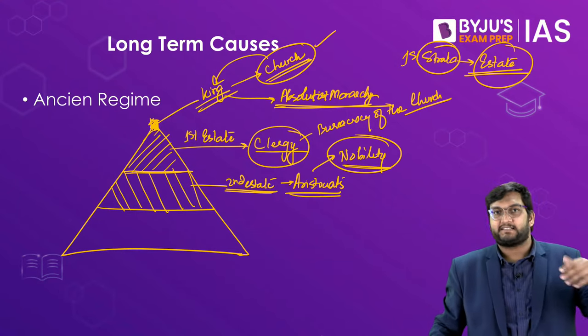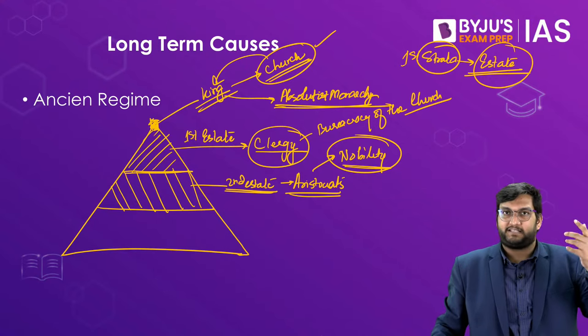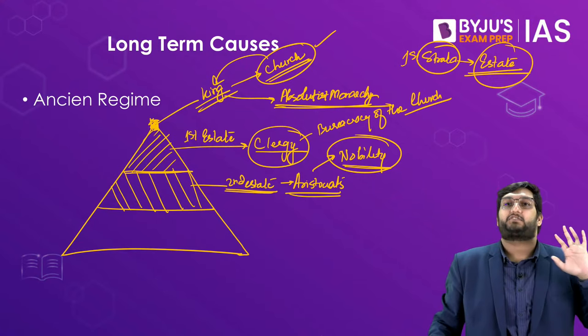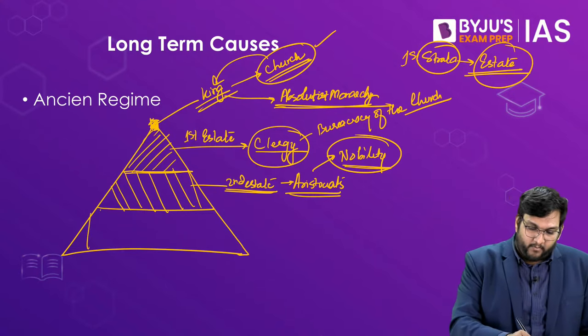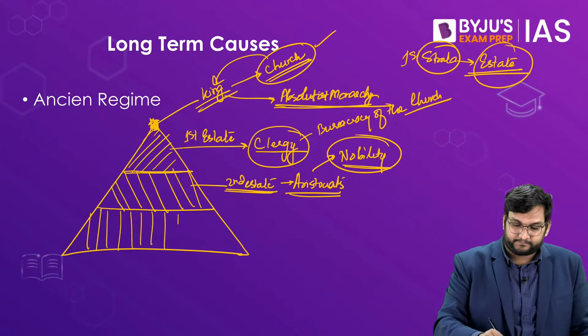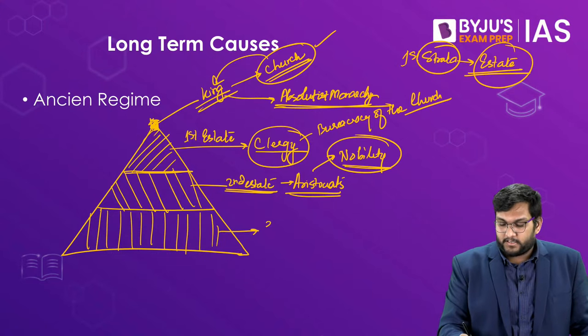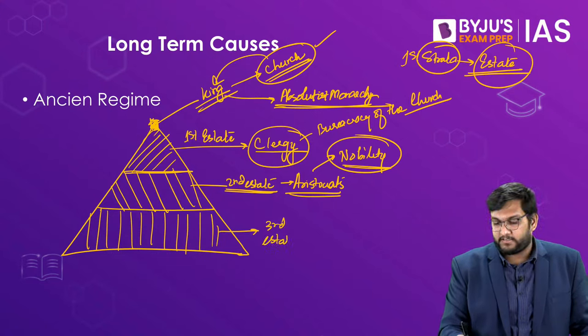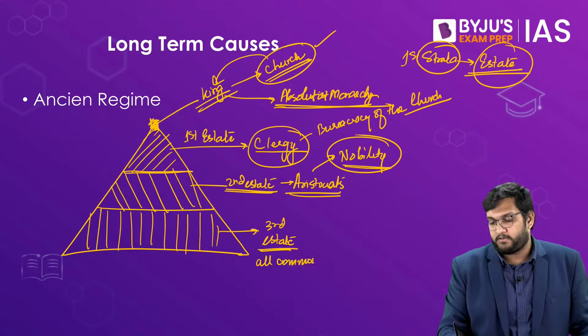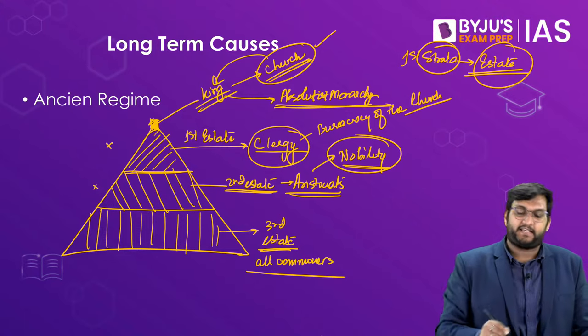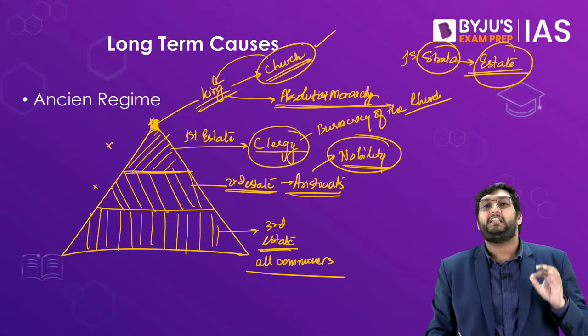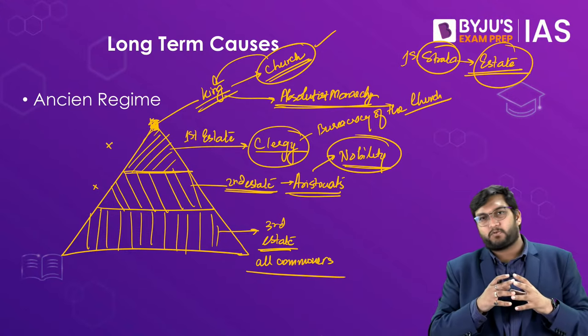Basically, nobility is somehow related to royalty and the larger concept of what we call aristocracy. Now comes the third estate, which is nothing but all commoners, meaning anybody who does not fall in the first and the second estate falls in the third estate. So the third estate was quite diverse.